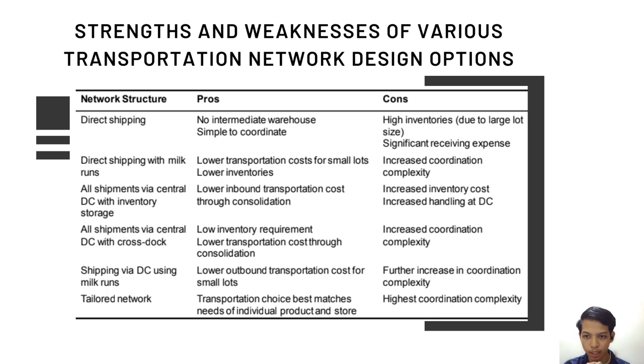Then, shipping via DC using milk runs. A distribution center that has small lot sizes to deliver to each buyer location can be used for milk runs. Milk runs combine small shipments to lower the cost of outbound transportation. The drawback is an additional rise in coordination complexity. Lastly, a tailored network. The transportation options available through a tailored network are stronger and better suited to the requirements of specific products and retailers. The greatest coordination complexity is a drawback.